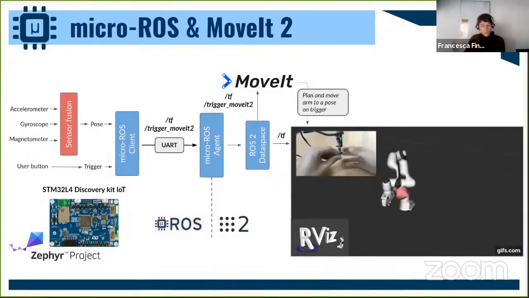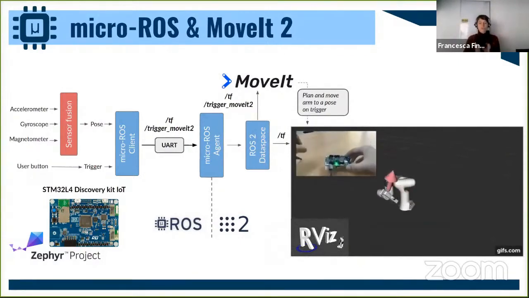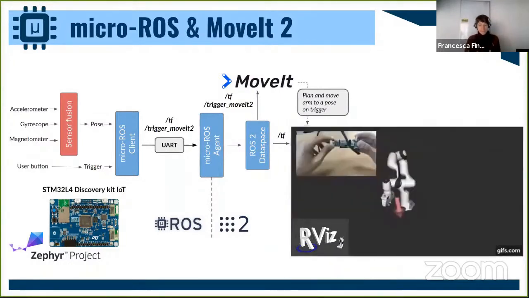Okay, so I'm now going to present 3 very interesting demos on which we have been working lately. So the first focuses on the integration of micro-ROS with MoveIt 2. MoveIt 2 is a robotic manipulation framework from PickNik able to plan movements according to sophisticated kinematic algorithms.